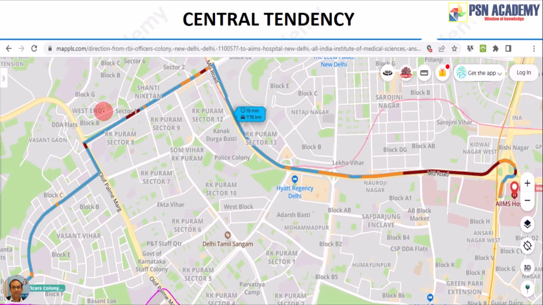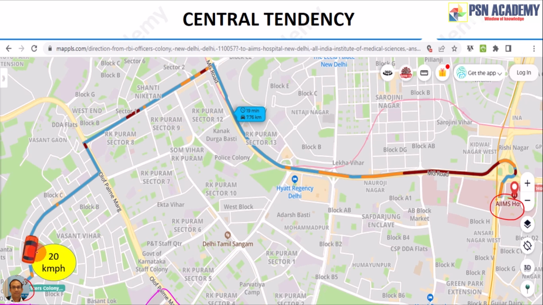Here is a small part of the map of New Delhi. Here is RBI officers colony and here is AIIMS hospital. A car starts from here and it intends to move to AIIMS hospital. Now see, these are the readings we got about the car when it was moving.